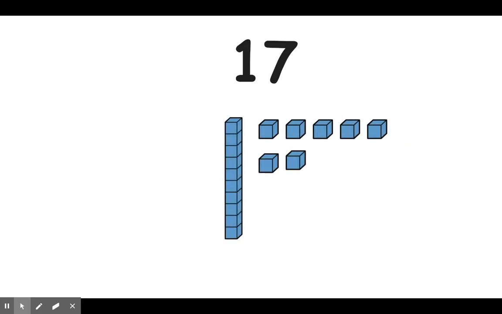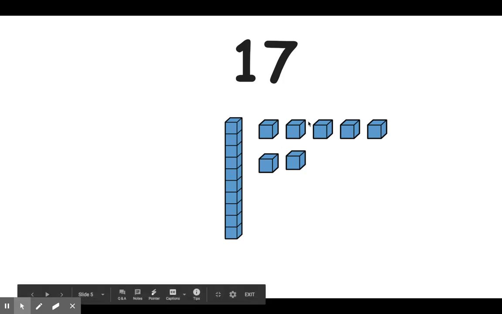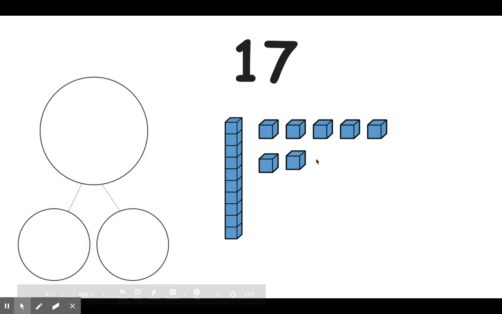Let's check out another number. Let's do the number 17. Now, 17 with our place value blocks is represented with 1 ten. Right here, it has 1 ten and 7 ones. Okay? You may recognize this. This is a number bond. Now, we can put numbers on the number bond to show how numbers can break apart and represent them on the number bond as well.